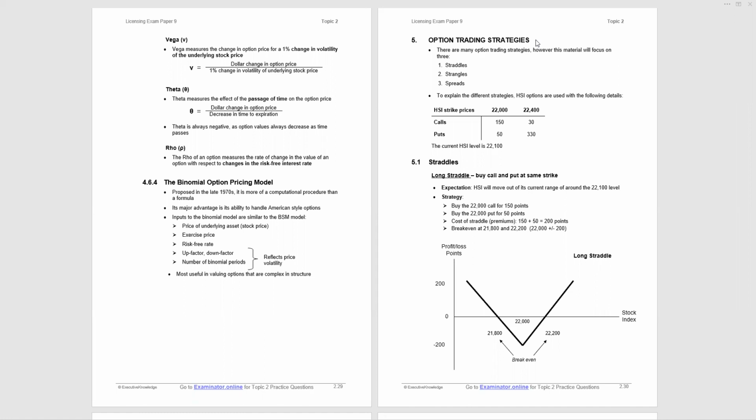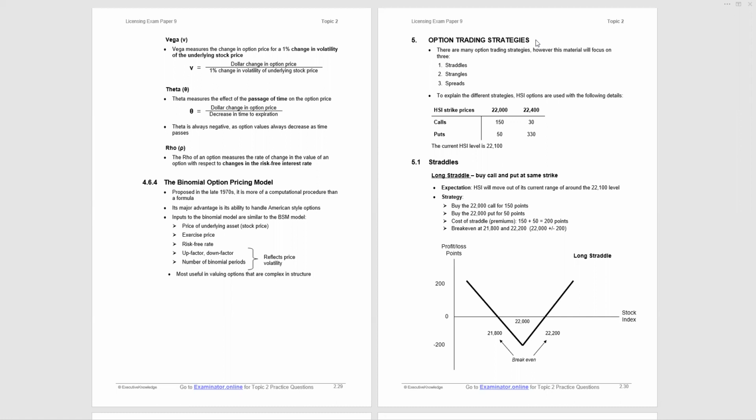Now, both straddles and strangles take a view on the volatility of the market, not the direction, but the volatility. Whereas with spreads, you take a view on the direction of the market, the future direction. Now, we'll look at some examples for each of these strategies using the data you can see on page 2.30.